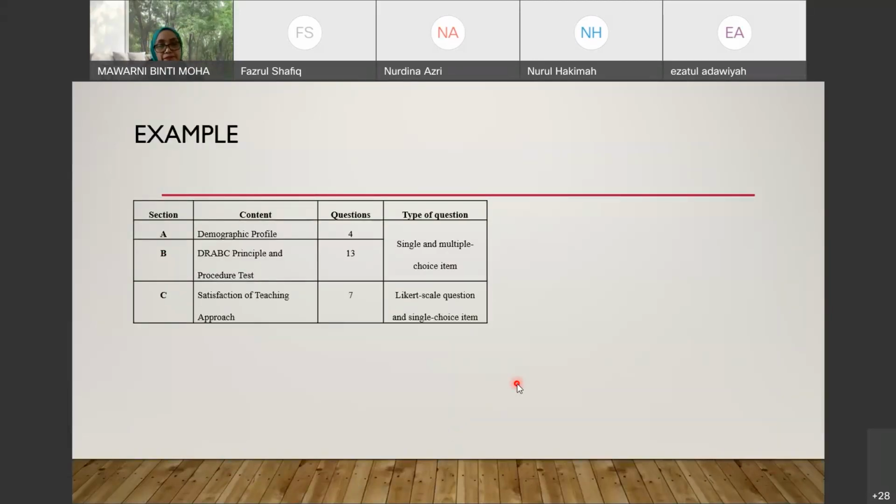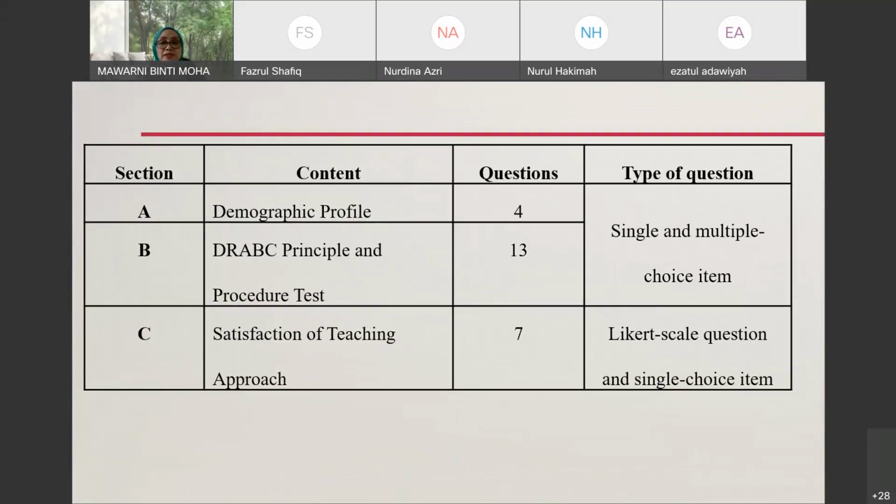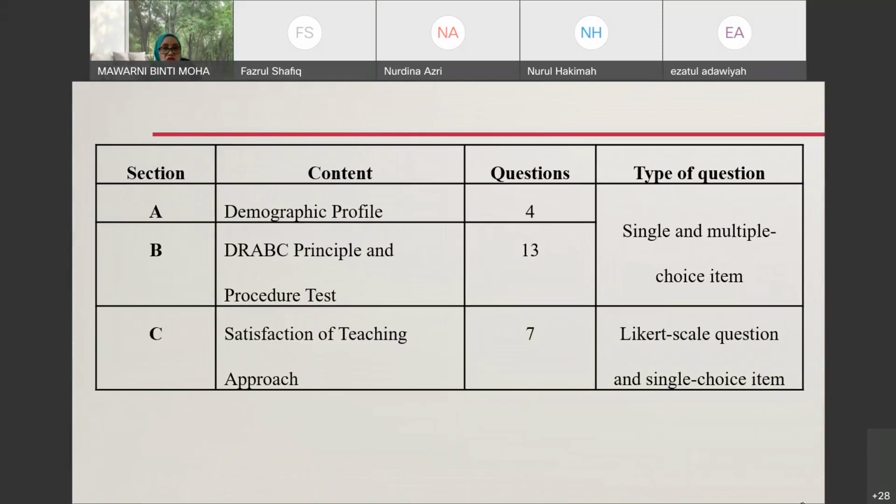This is an example I've given previously. Let's say the content of your sections. For example, you have section A, demographic profile. Explain in your instrument, your instrument consists of how many items? Okay, the questions, how many questions? And you explain the type of questions, single and multiple choice items, please explain, all right? Otherwise, we don't have to go looking for where the appendix is for your questionnaire. You put it all in your research methodology because you want to explain in detail, you know, the recipe to your supervisor, to your readers.